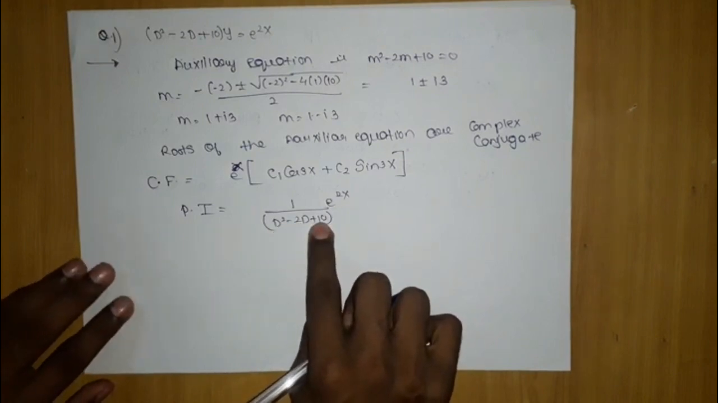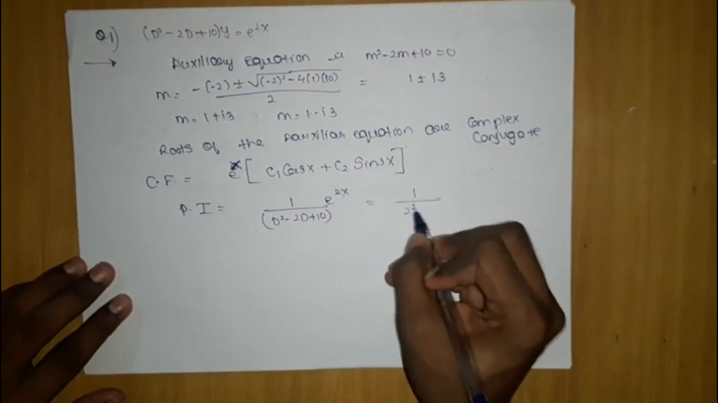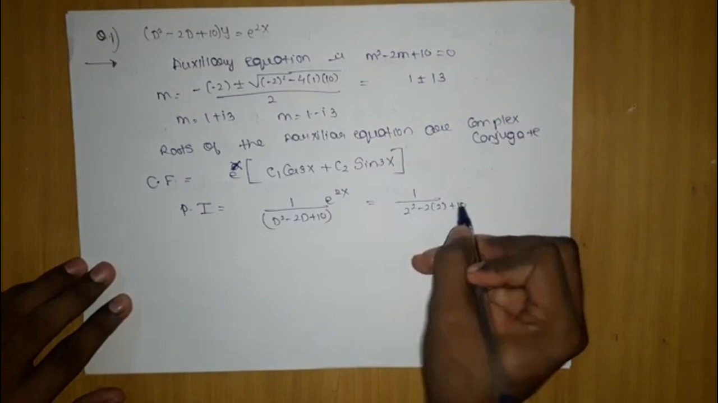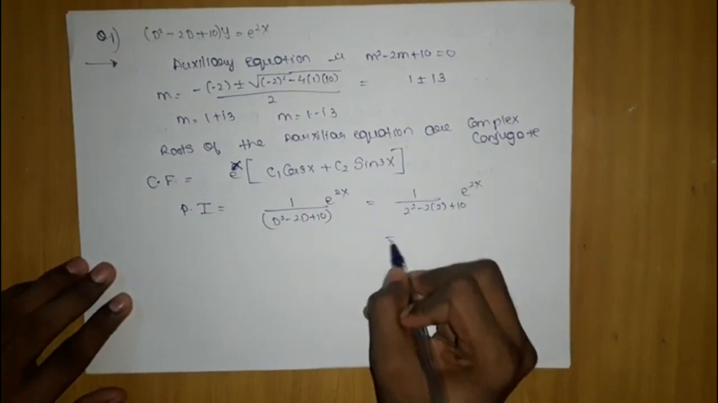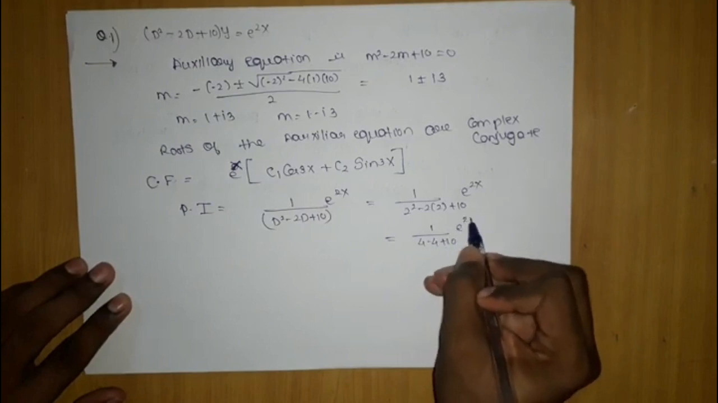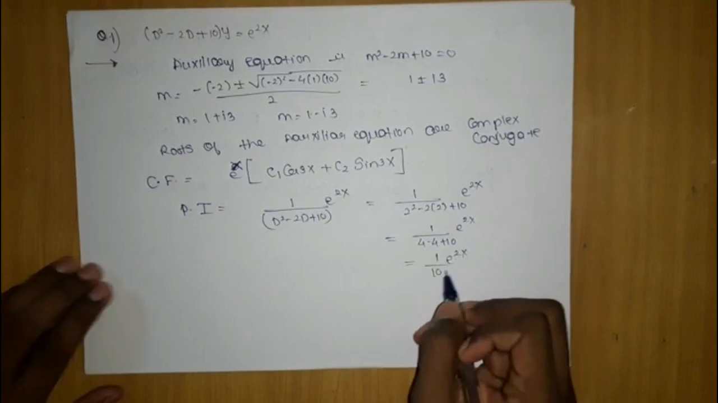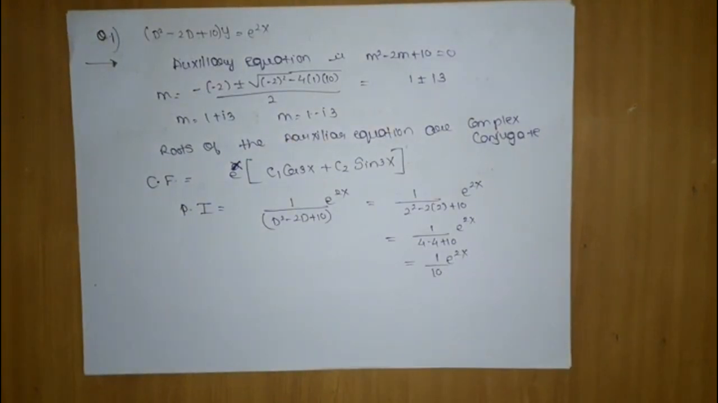So we are not going to differentiate, and just directly substitute the value and try to get our answer. So 1 upon 2 square minus 2 into 2 plus 10, into e power 2x. Finally we are left with 1 upon 4 minus 4 plus 10 into e power 2x, which will give us our final answer, 1 by 10 into e power 2x. So this is our required answer.